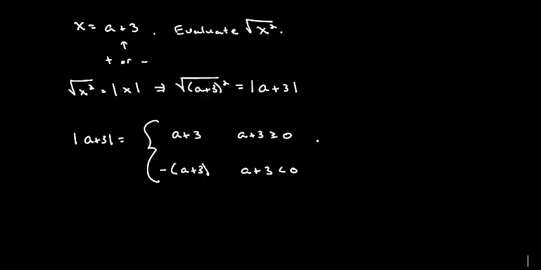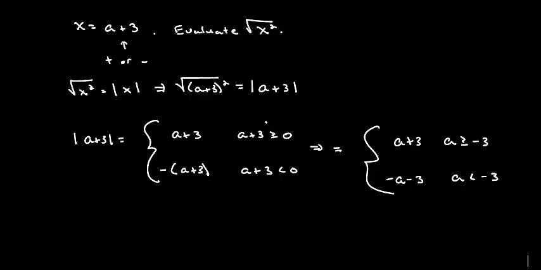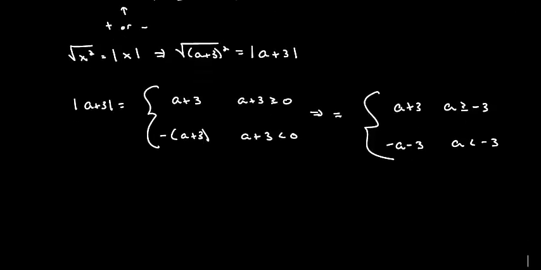Okay, so this translates, if we want to simplify this a little bit better, this is equal to a plus 3 when a is greater than or equal to negative 3, and it's equal to negative a minus 3 when a is less than negative 3. I just solved these guys over here, and I did a little bit of a reduction here. So now this works.